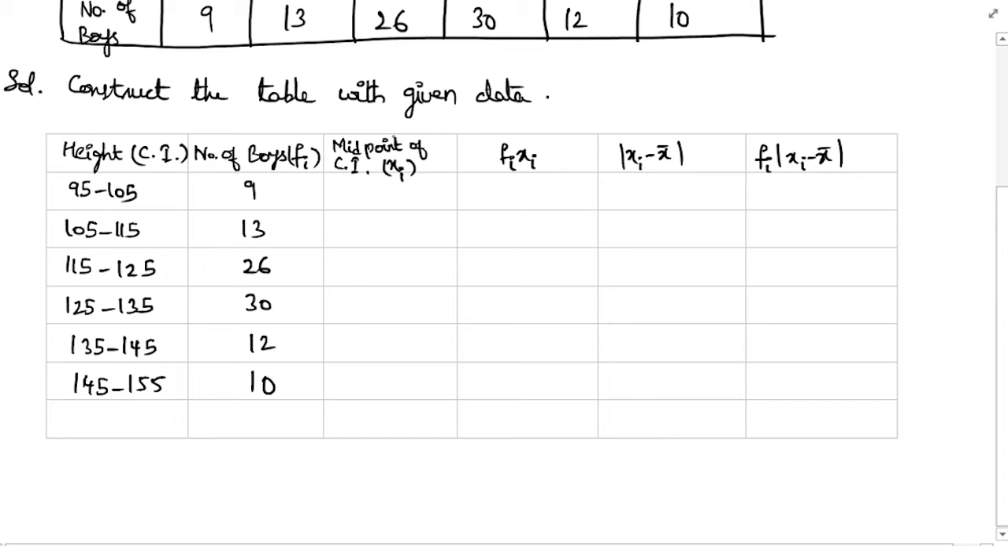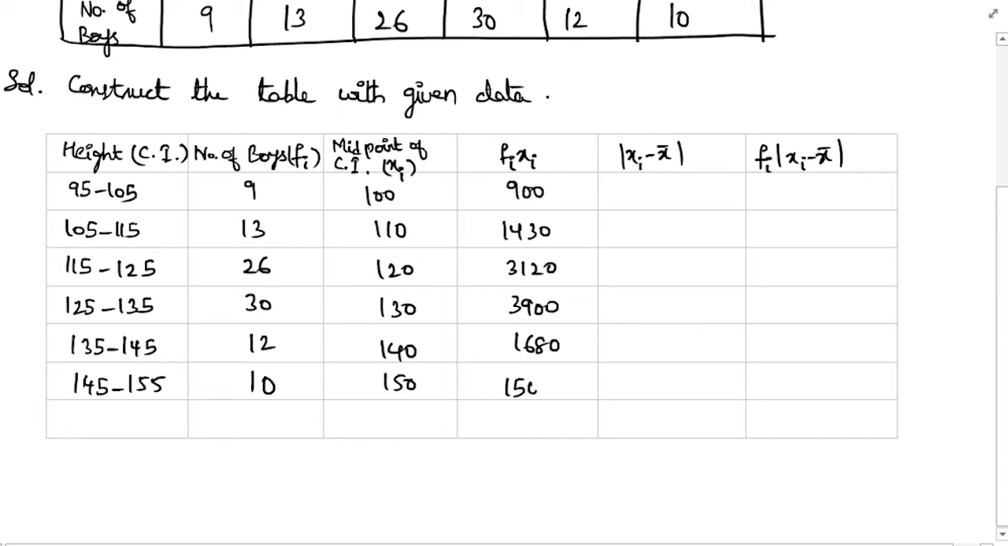So what is the midpoint? The midpoint of the CI, that is xi, for this one is 100. Then here it will be 110, this is 120, this is 130, this is 140, and this is 150. Now fi into xi: 9 into 100 will be 900. Here it will be 1430, this will be 3120, this is 3900, this is 1680, this is 1500.